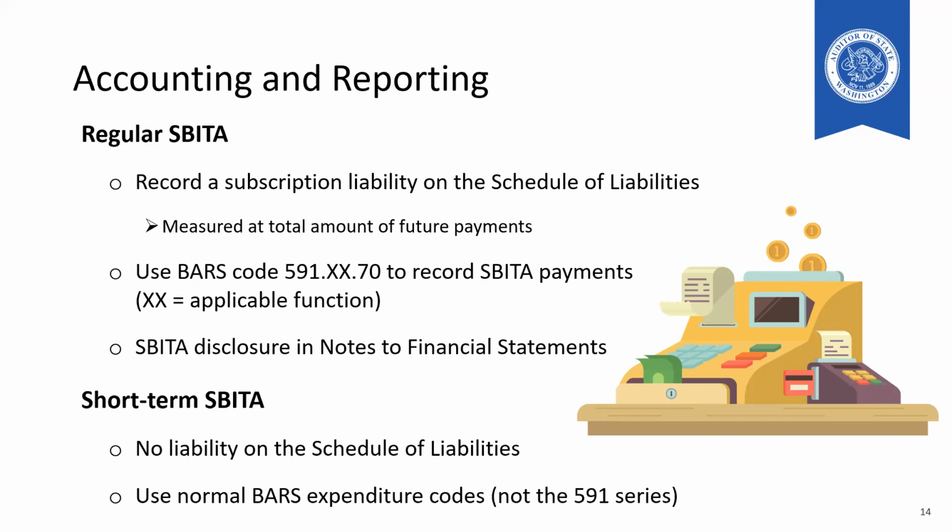If you have a short-term SBITA, meaning the maximum possible term is 12 months or less, you do not record that on your schedule of liabilities. You also do not use the 591 debt codes. So in our water meter reading software example, if that was a short-term SBITA, they would use BARS code 534 with object code 40.